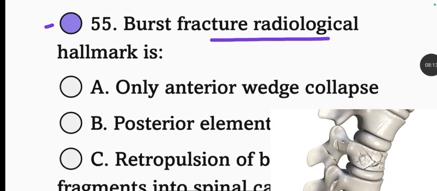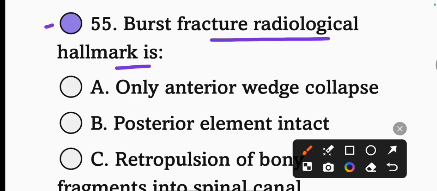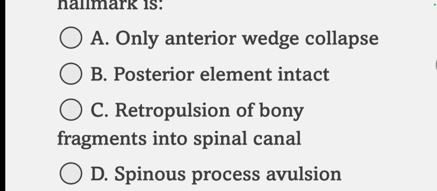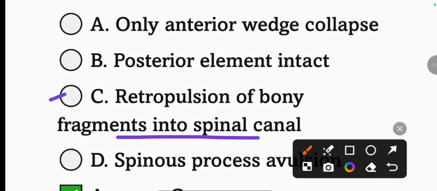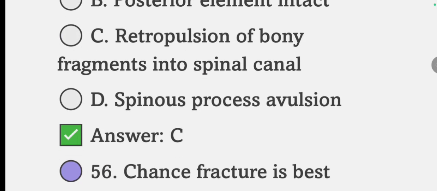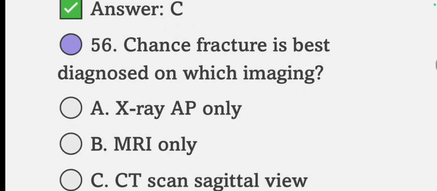Burst fracture radiological hallmark. A burst fracture is a very severe and dangerous injury, because the fragment collapses and moves backward into the spinal canal, so there is a high chance of spinal cord injury. Burst fractures very often cause neurological deficits. So option C is correct: retropulsion of bony fragments into the spinal canal. Okay, option C is the correct option, a very dangerous injury.